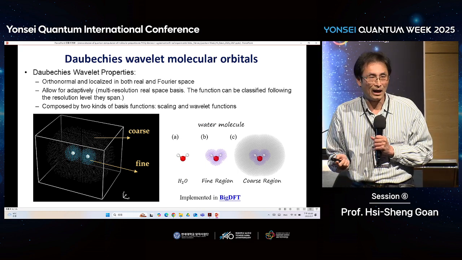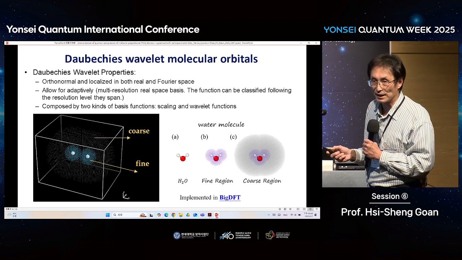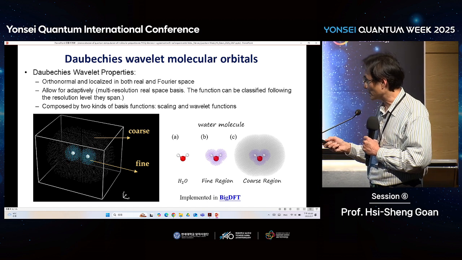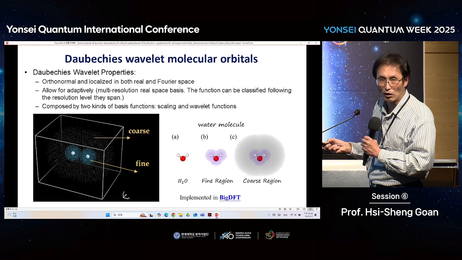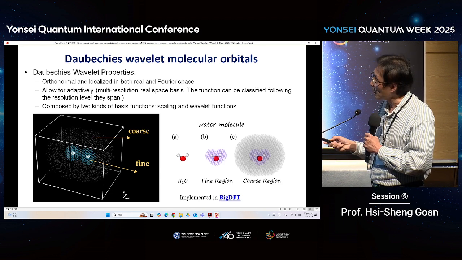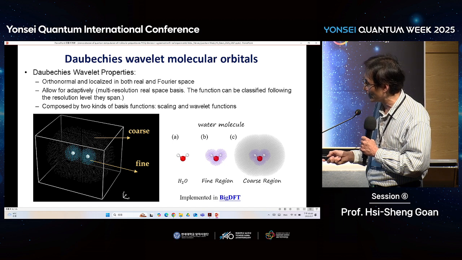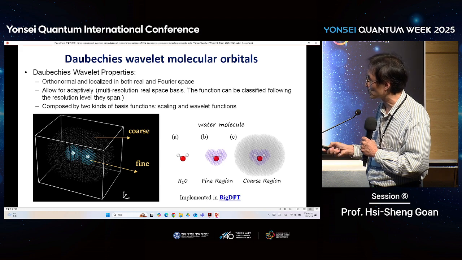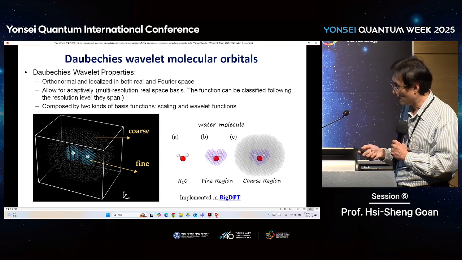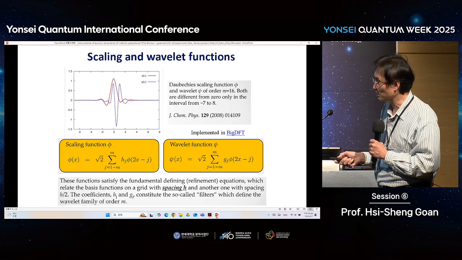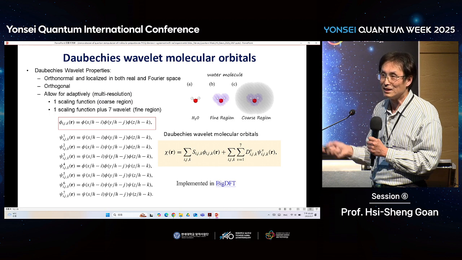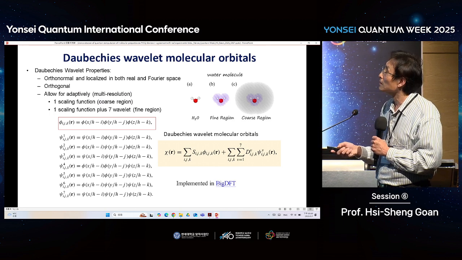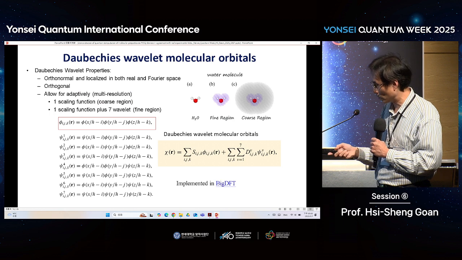So what kind of basis? We are using this Daubechies wavelet basis. This Daubechies wavelet basis has this advantage: you can divide this real space and also the basis set wave function approach. So you can define a fine region, where you need more grid points, and for a coarse region you use fewer functions to represent it. Because of the limit of time, I don't have time to go through this method. I just tell you that we are using this wave function, the Daubechies wavelet molecular orbital.